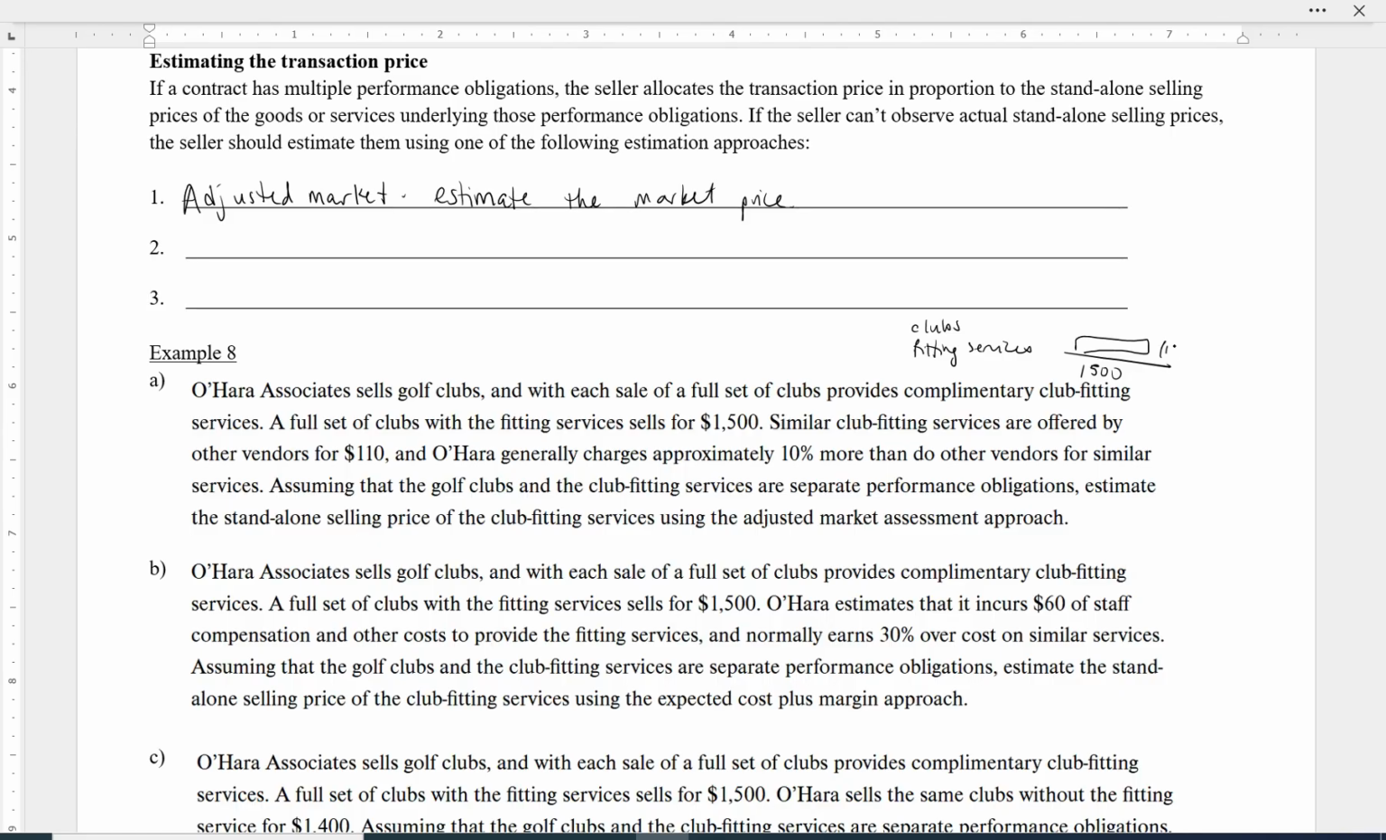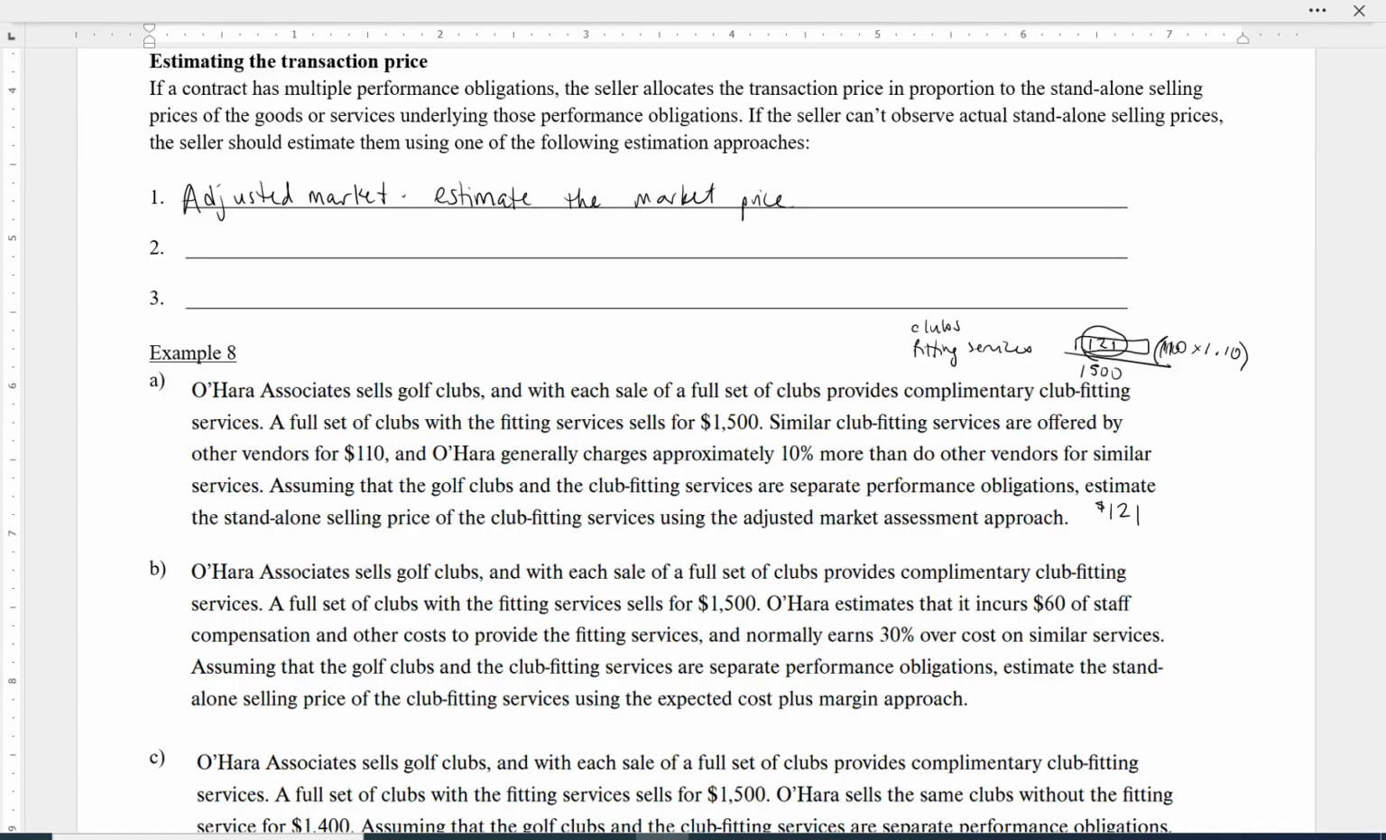If other vendors sell them for $110 and we tend to sell them for about 10% more than that, all we have to do is just multiply 110 times 1 plus 10%. And we would get the estimated amount of the fitting services of $121. And from that, if we wanted to, we could back into the clubs, but we're not asked for that. We just want the market approach. The fitting services would be priced at $121.